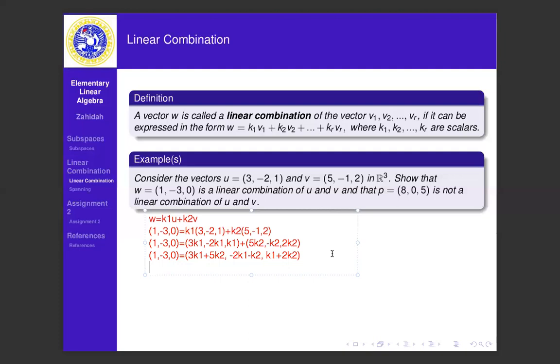Okay. Be careful again, I remind you: don't use substitution and elimination. Use row operations. You can use Gauss-Jordan elimination or Cramer's rule or the other methods that we learned before.